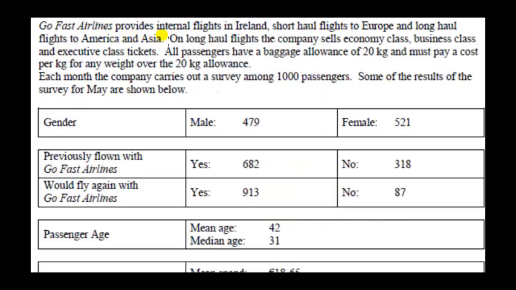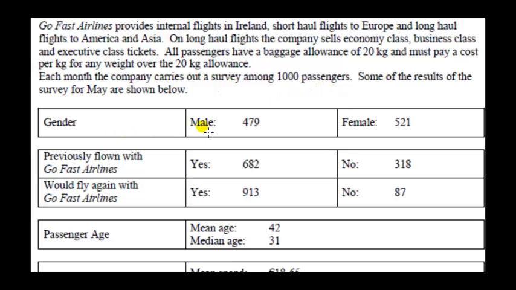Go Fast Airlines provides internal flights in Ireland, short-haul flights to Europe and long-haul flights to America and Asia. On long-haul flights, the company sells economy class, business class and executive class tickets. All passengers have a baggage allowance of 20 kilograms and must pay a cost per kilogram for any weight over the 20 kilogram allowance. Each month, the company carries out a survey amongst 1,000 passengers. Some of the results are shown here.